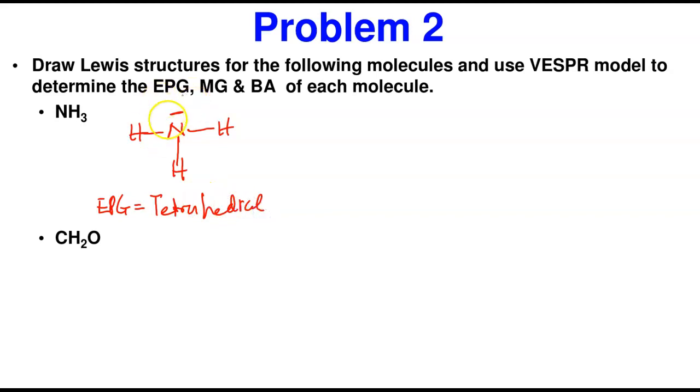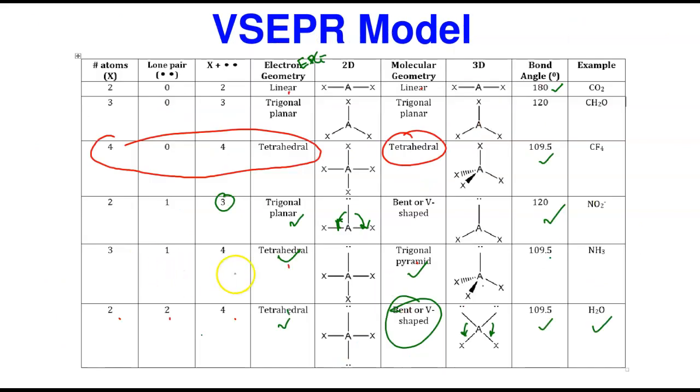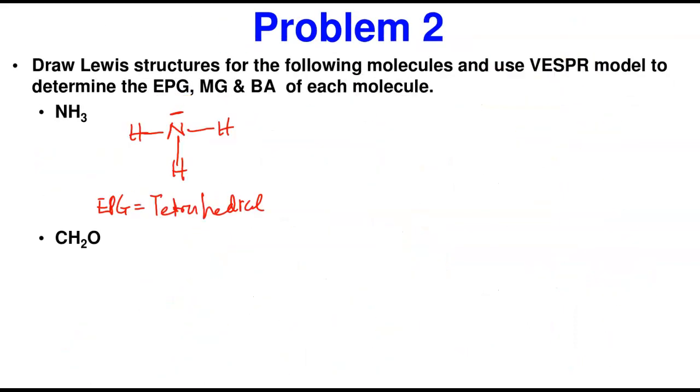However, because of this lone pair attached to it, let's go back and look at that table. The table, you need to memorize it. When there are 4 attachments and one of them is a lone pair, it is tetrahedral. What is this going to be? The electron geometry is going to be what? The molecular geometry will be trigonal pyramid. So that molecule is going to be a trigonal pyramid.